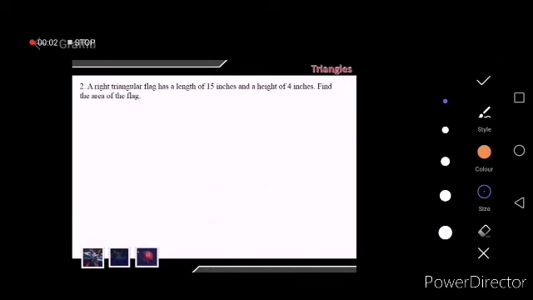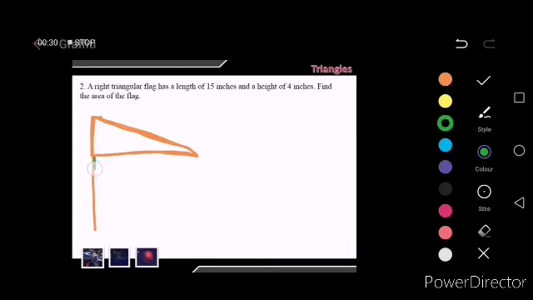Number 2, a right triangular flag has a length of 15 inches and a height of 4 inches. Find the area of the flag. So, our flag probably looks like this. Okay? So, this is the flag that we are referring to, and I just included the pole. Now, the length of the flag is 15 inches. So, the measure of the flag from here to here is 15 inches, while the height of the flag is 4 inches.